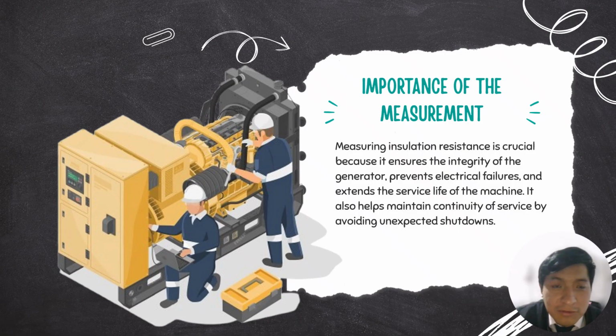Importance of measuring insulation resistance. It is crucial because it ensures the integrity of the generator, prevents electrical failures, and extends the service life of the machine. It also helps maintain continuity of service by avoiding unexpected shutdowns.